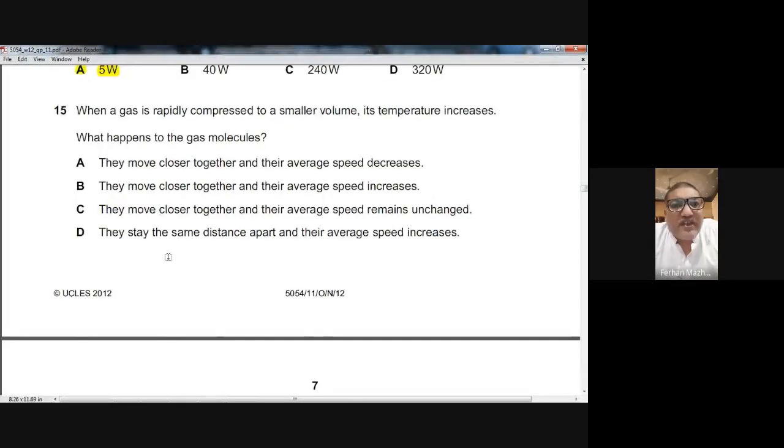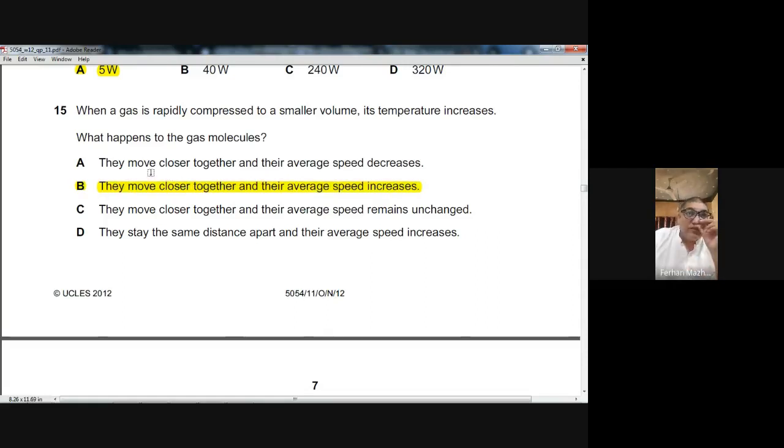On your screen now we are showing: when a gas is rapidly compressed to a smaller volume, its temperature increases. What happens to the gas molecules? You see, you have compressed it, so the volume has decreased. The molecules will move closer together, and because the temperature is rising, their average speed will increase. So they move closer together and their average speed increases. That is the right answer.